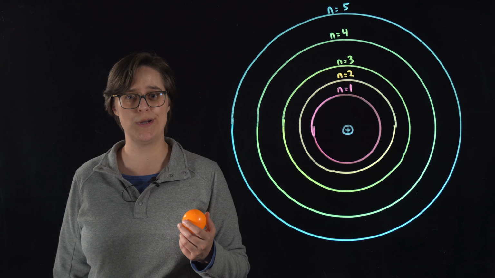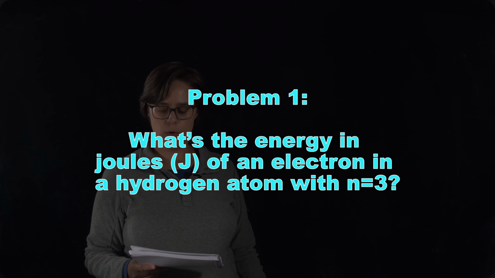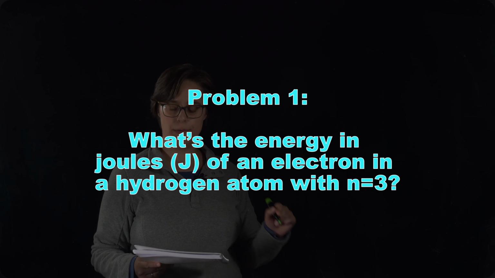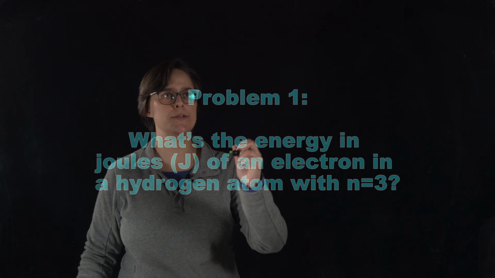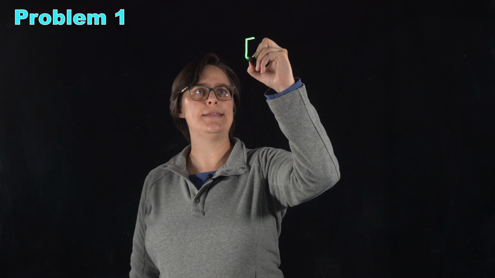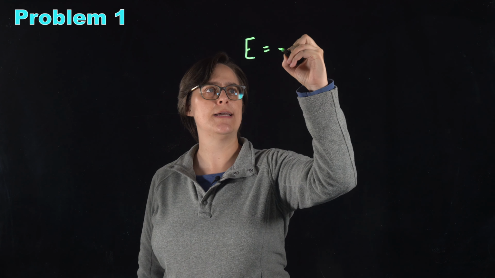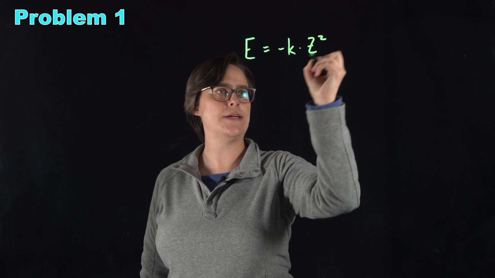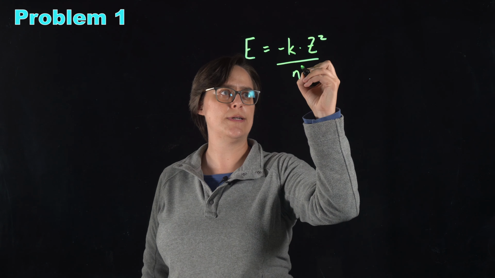Let's do some example problems. Problem 1. What is the energy in joules of an electron in a hydrogen atom with n equals 3? So the equation we need is E equals negative k times Z squared over n squared.